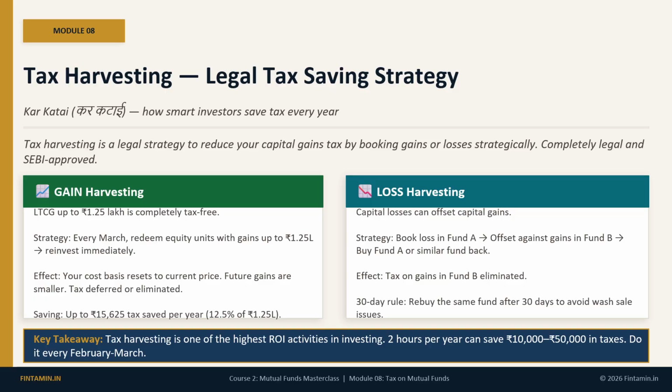If you have a position sitting at a loss, you can book that loss and offset it against gains in another fund. Net result: your taxable gain is reduced. 2 hours of attention every February or March can save you 10,000 to 50,000 rupees in tax. I do this for all my clients at Fintamin. It is one of the highest return activities in all of personal finance.